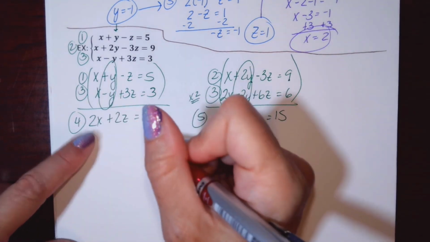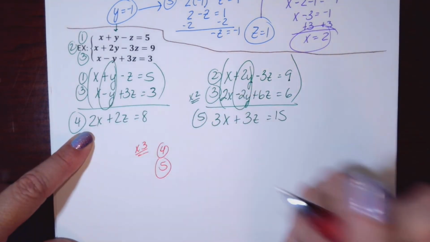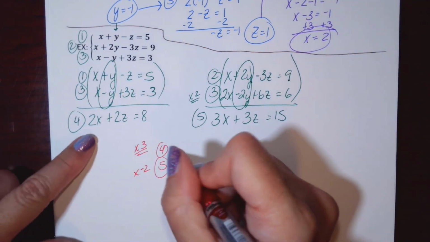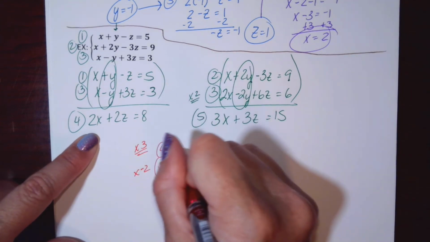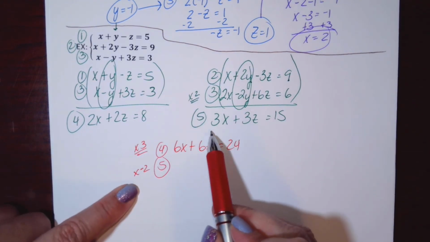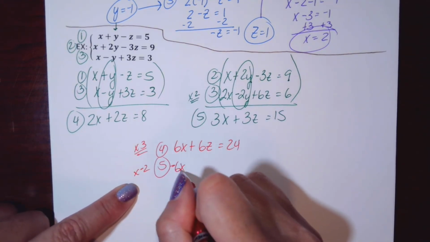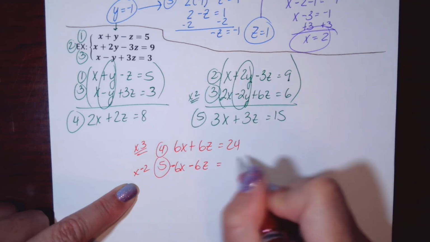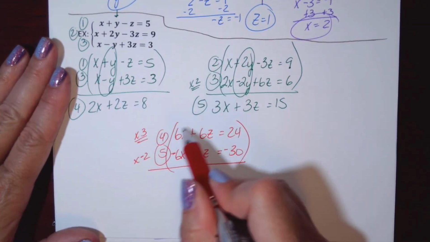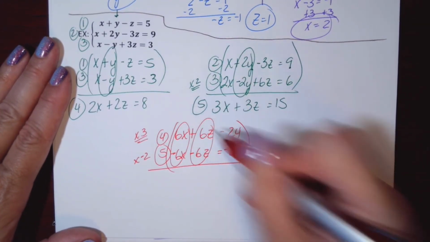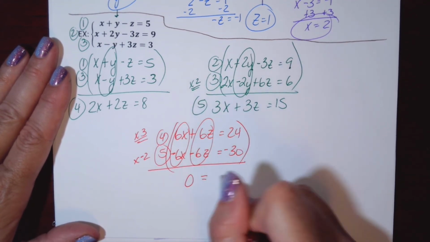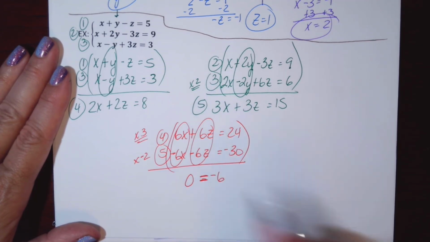So let's make this a positive 6 by multiplying by a positive 3, and let's make this a negative 6 by multiplying by a negative 2. So if I multiply this fourth equation by a positive 3, I've got 6x plus 6z equals 24. And if I multiply my fifth equation times a negative 2, I have negative 6x minus 6z equals a negative 30. Now, when I add these together, my x's add to 0, my z's add to 0, so the left side of my equation is 0, and the right side of my equation is not 0. It's a negative 6.